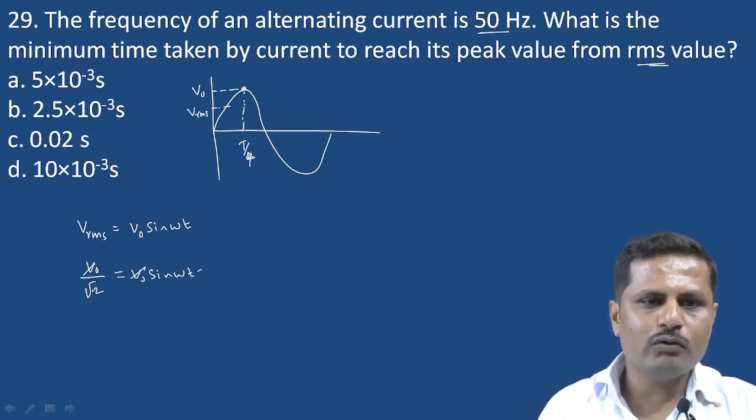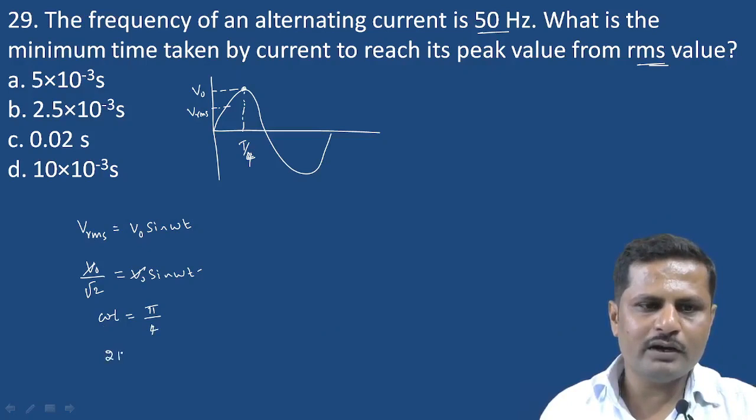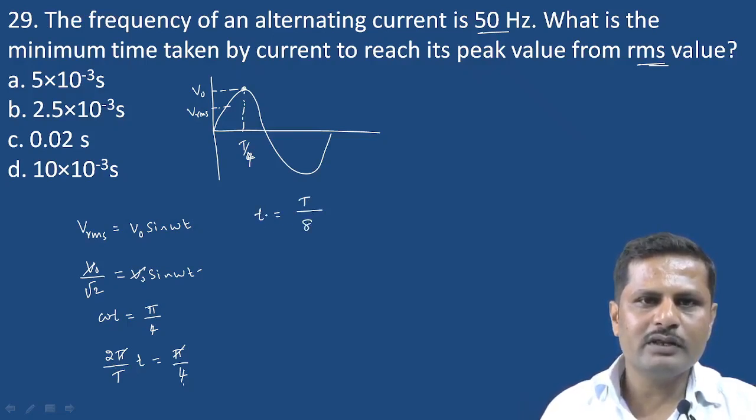If sin omega t equals 1 by root 2, then omega t equals 45 degrees, which can be written as pi by 4. Here omega is 2 pi by T, so 2 pi by T into t equals pi divided by 4. Pi gets cancelled, so this small t will become capital T divided by 8. This is the time taken by the current to reach its maximum value from 0.